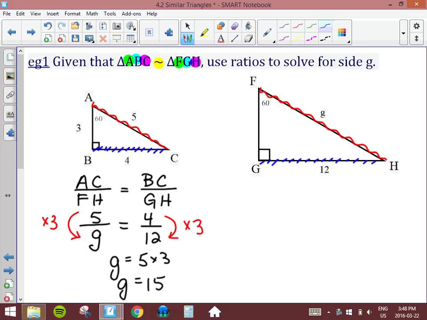And I'll just go back and take a look at my picture and ask myself, does it make sense that side g equals 15? And it does. It makes sense that the hypotenuse of that triangle is longer than the other side that was given.